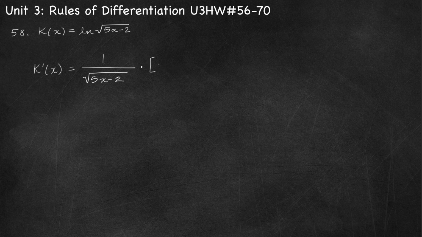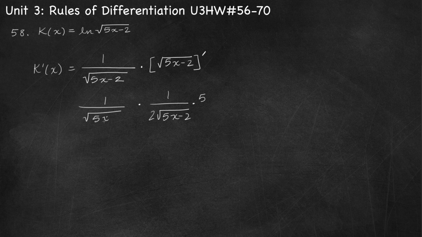But now when I go to take the derivative of square root 5x minus 2, I need to use chain rule again, because this has an inside function and an outside function. The inside function, or the stuff, is the 5x minus 2. Okay, so now I'm asking myself, what's the derivative of the square root of stuff? Well, that's 1 over 2 root stuff times the derivative of the stuff. And the derivative of 5x minus 2 is 5.